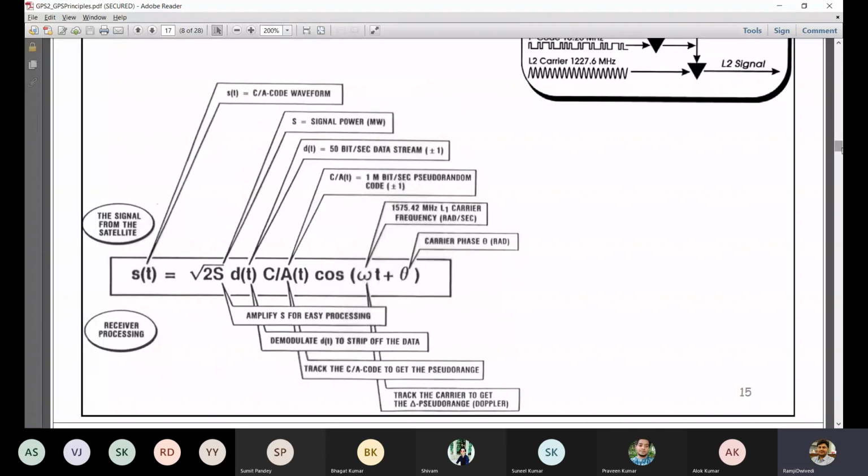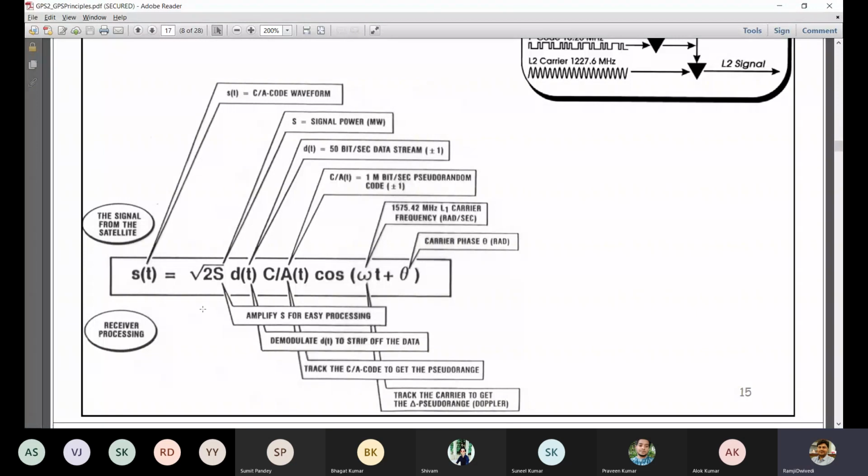Okay, if there is no question, let's say ST is the CA code waveform, not the P code, only the CA code waveform. Then S represents the signal power, D represents the 50 bit per second data stream, CA represents the CA code, omega represents the L1 carrier frequency, and phi represents the phase.